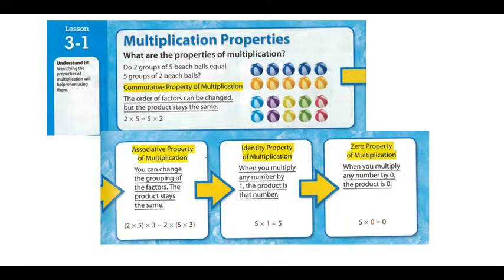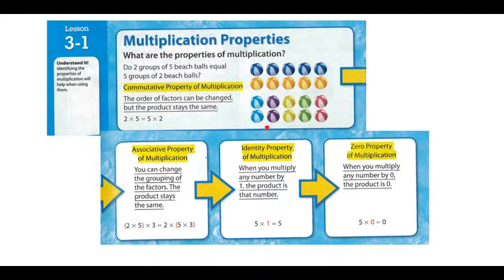Let's take a look at the multiplication properties at the top of your book on page 58. If you're not there, pause and make sure you get there. It says, what are the properties of multiplication? Let's read this question here. Do 2 groups of 5 beach balls equal 5 groups of 2 beach balls?